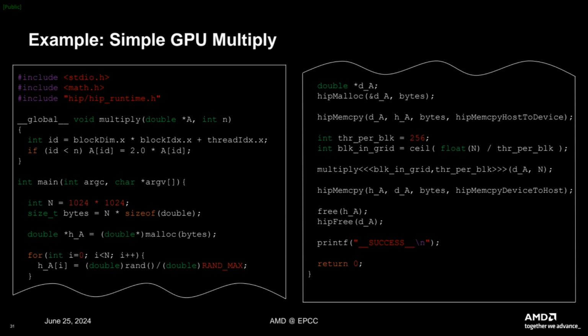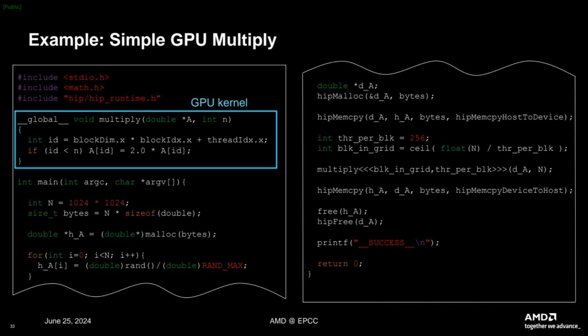So if your problem has a higher dimensionality, then you're going to have to map it to a 3D grid, for instance. So this is just a quick example of some of the features that you may see when you're using HIP. So first of all, you're going to have to include the header for the HIP runtime here.